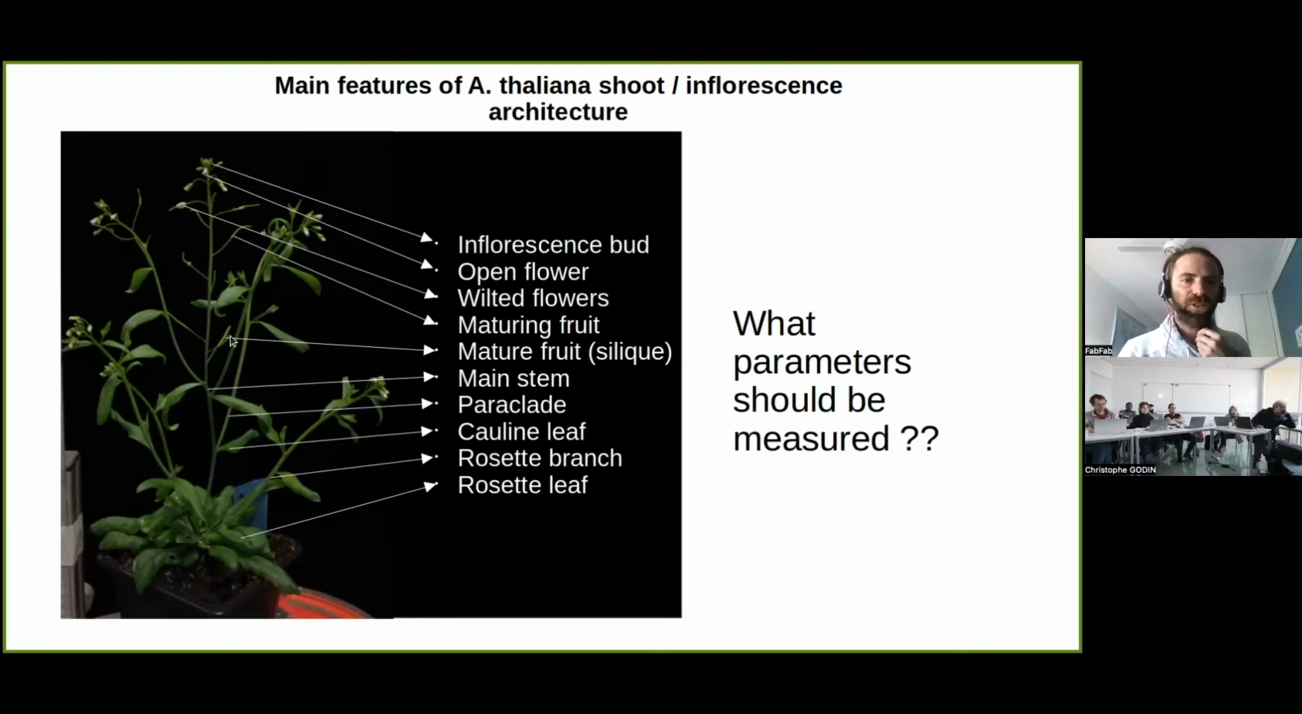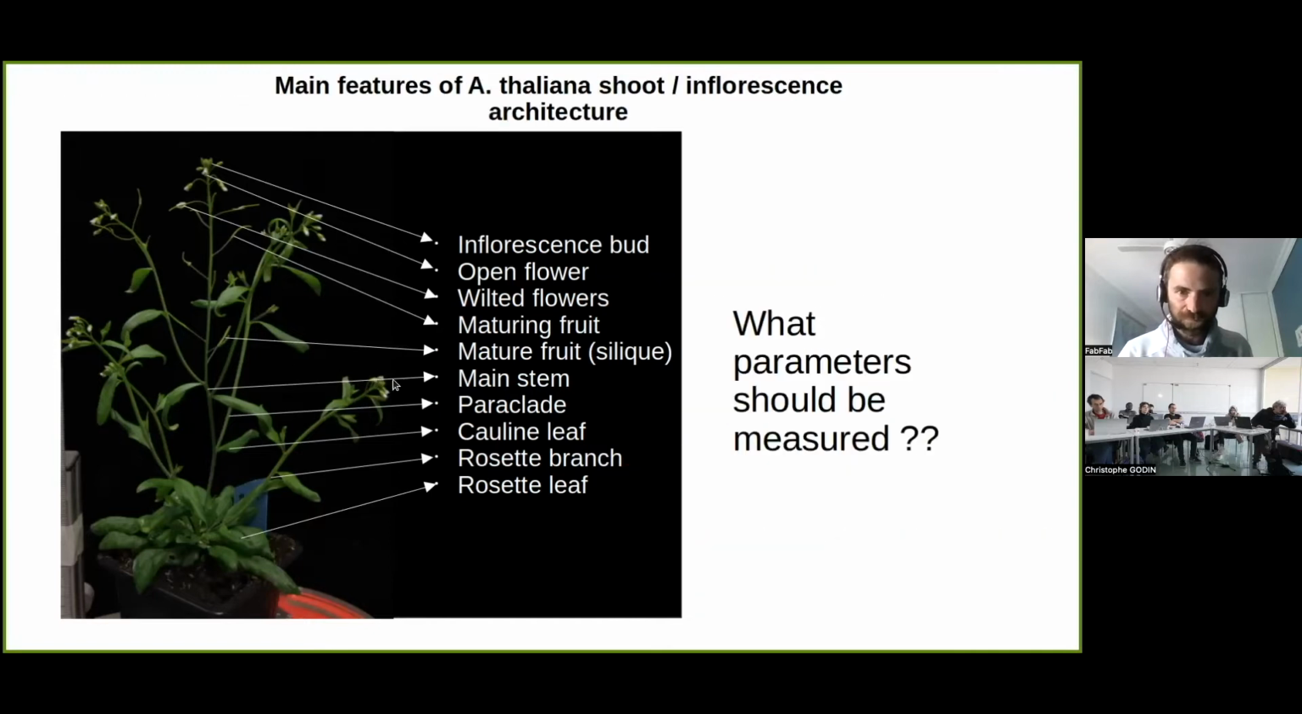When it stops growing, in the end, these fruits are dry fruits in Arabidopsis. So at the end of the life of the plant, they will just dry and open naturally, which frees the seeds that can be disseminated by this opening of the fruit.